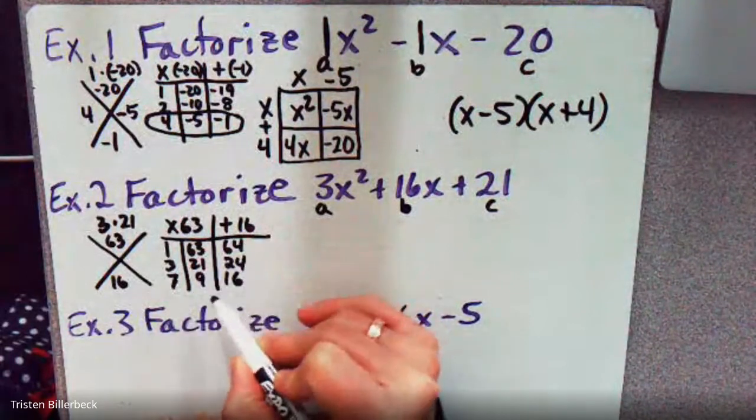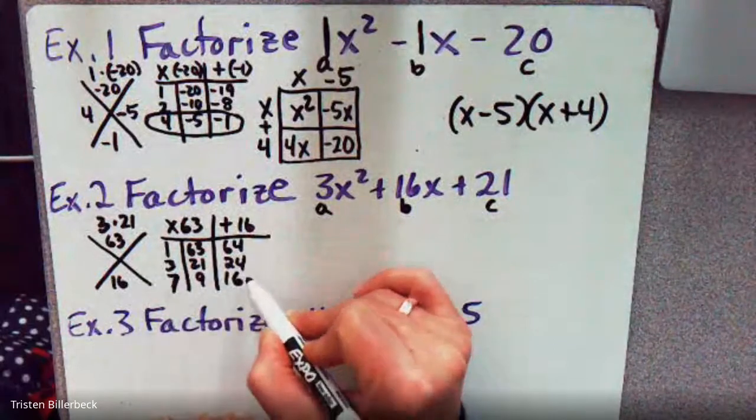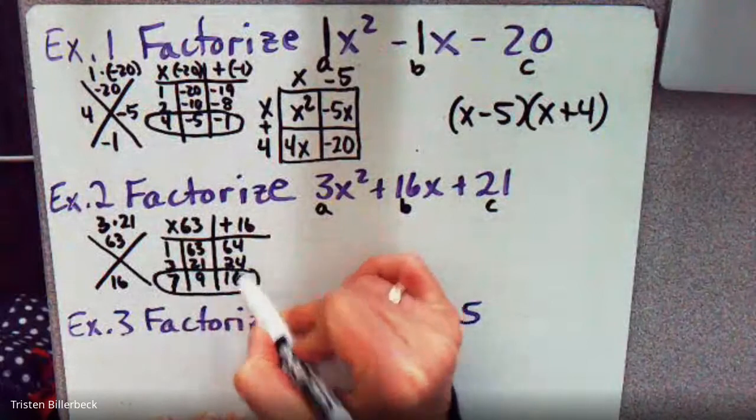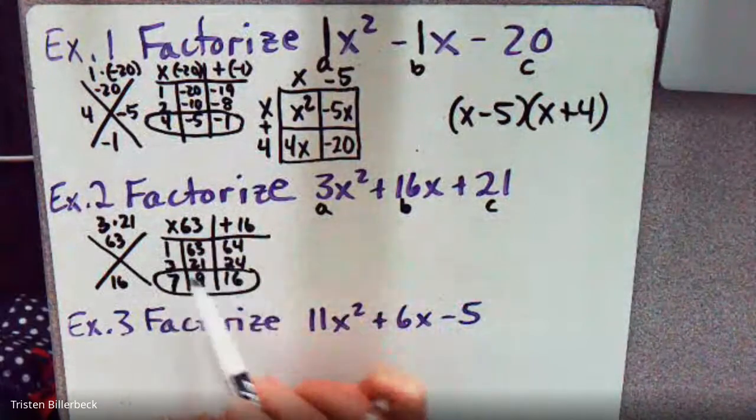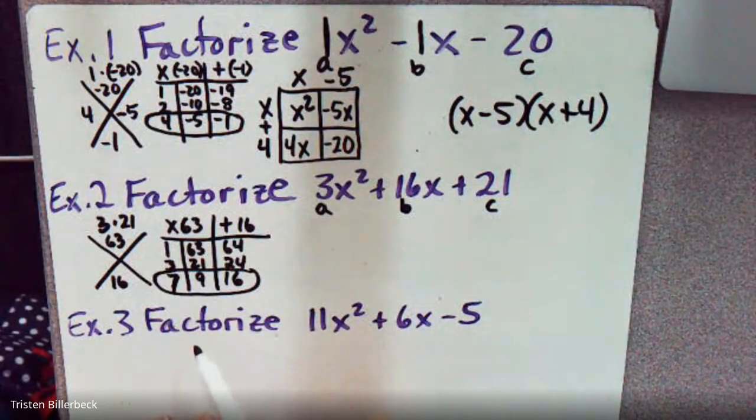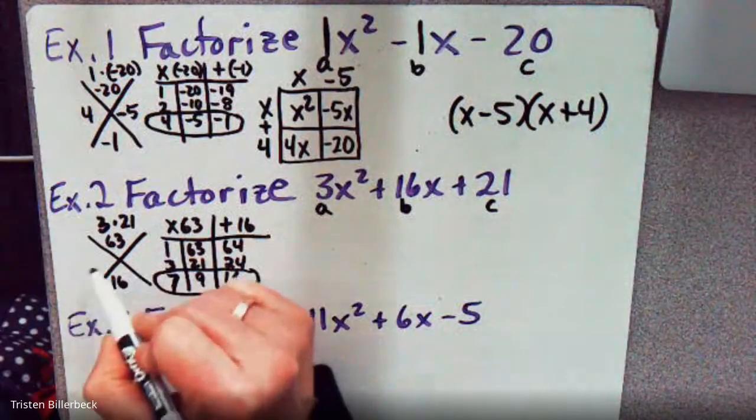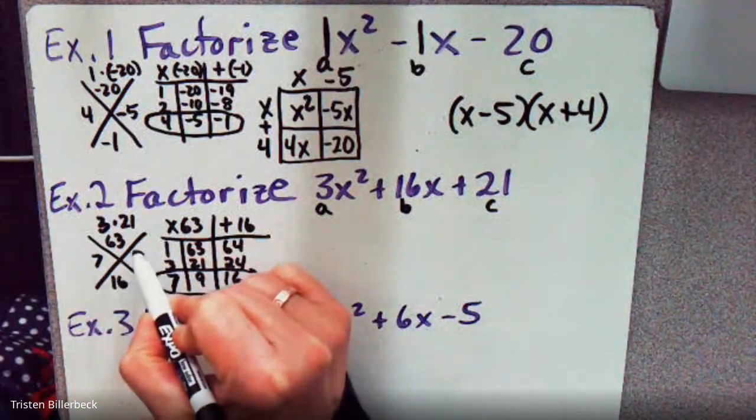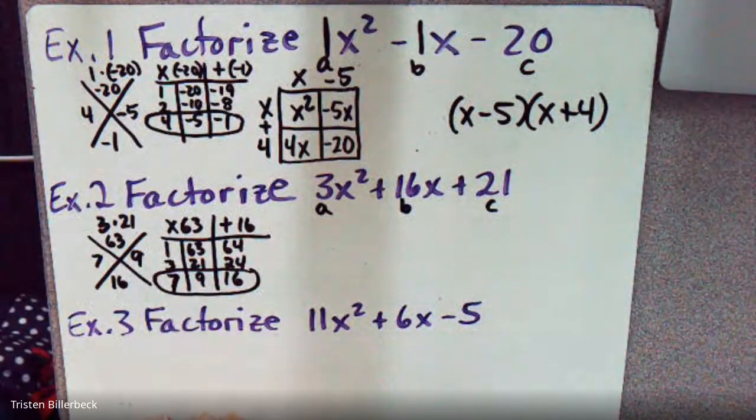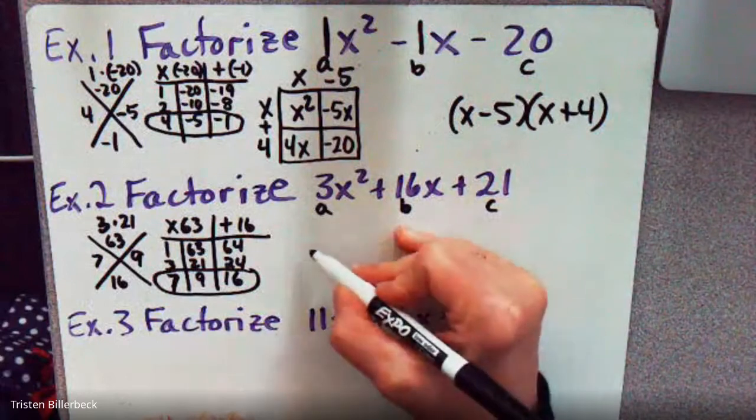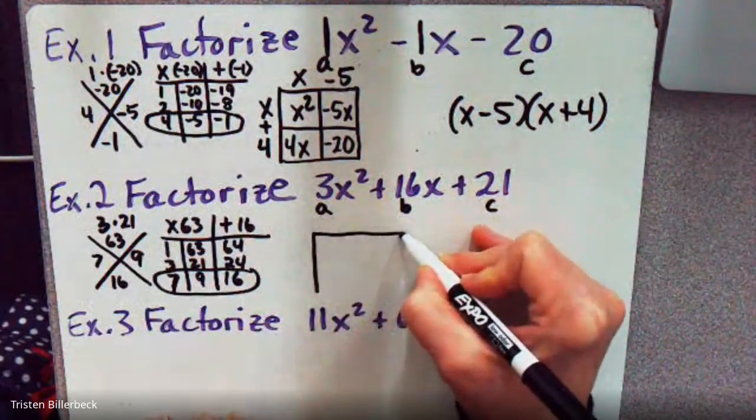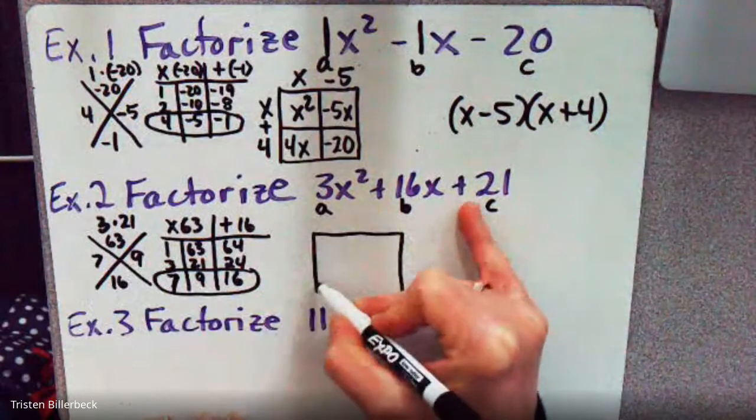Okay, as we get better at this, we can just see these factors, but this is what you do when you don't see the factors. So you don't have to do this section. This is just a tool for you while you're learning how to do this. So this is 7 and 9. So it adds to be 16, multiplies to be 63. So the box is much more important when a is not 1.